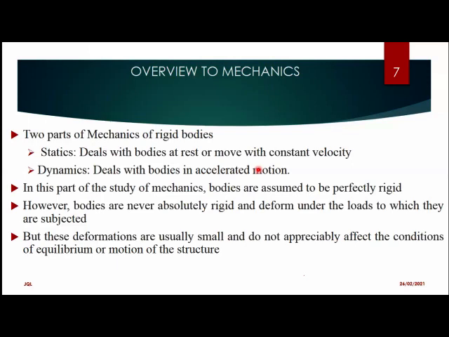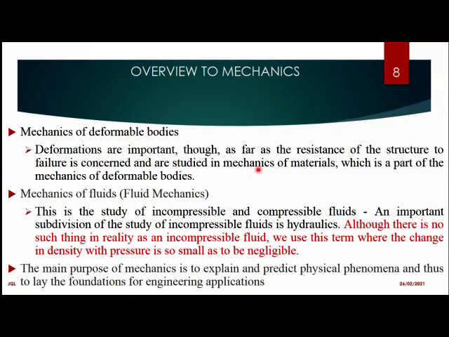Mechanics of rigid bodies also has two parts, which are statics and dynamics. The only difference between these two is that dynamics looks at bodies that are accelerating, that are in motion. But statics deals with bodies that are at rest, or maybe moving without acceleration. All of you understand from physics the difference between velocity and acceleration. So under C2219, we'll concentrate on statics. That is the first component. Dynamics is another course in third year.